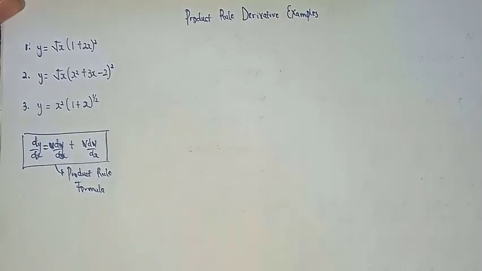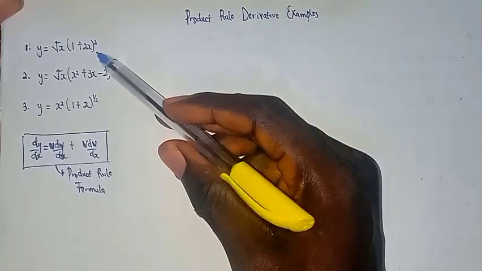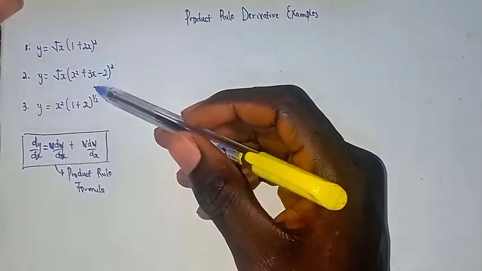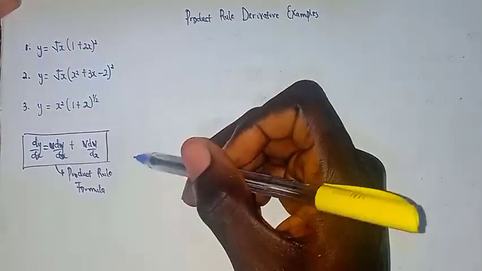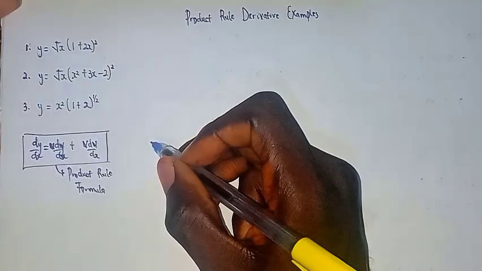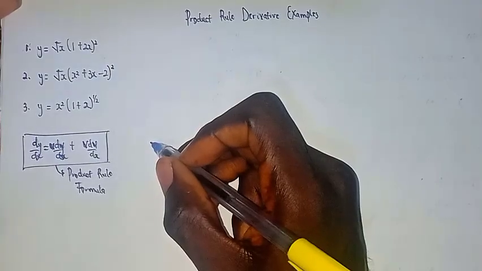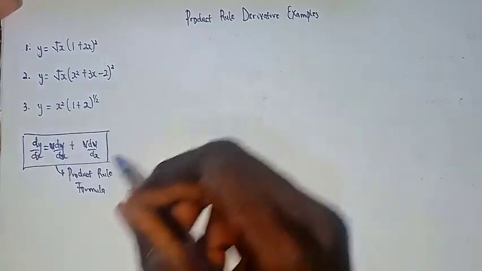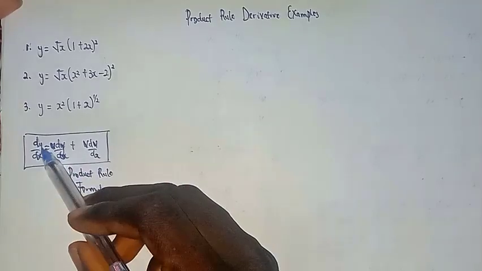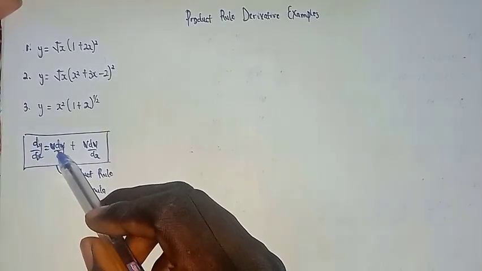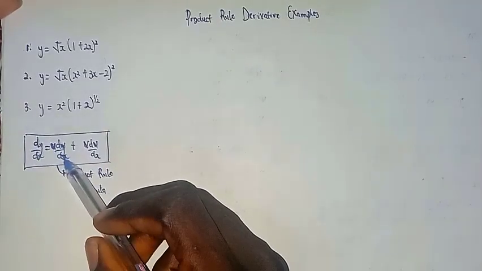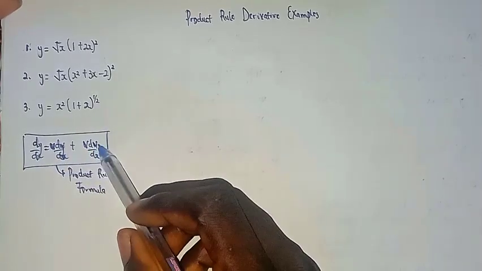So briefly in this video we'll be looking at these questions and we're to solve this using the product rule. In our last video we made mention of the fact that the product rule derivative has this formula, which is dy over dx equal to u dv over dx plus v du over dx.